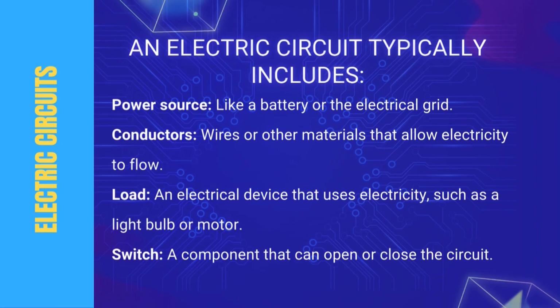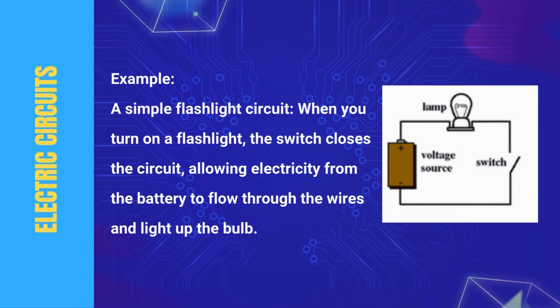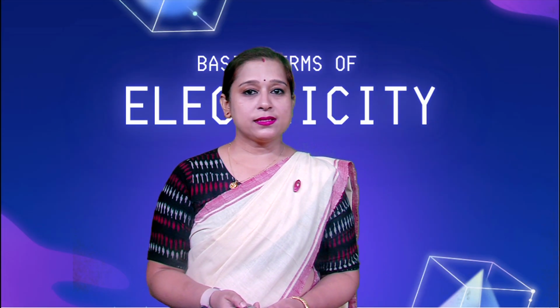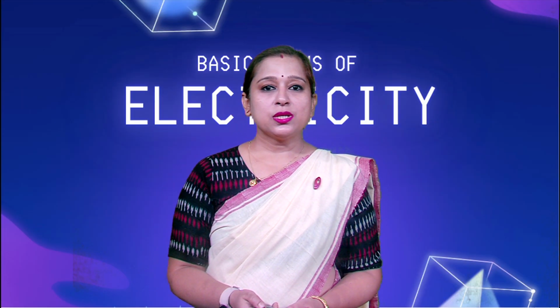It consists of a load, that is, an electrical device that uses electricity such as a light bulb or a motor. It also consists of a switch. Switch is a component that can open or close the circuit. For example, a simple flashlight circuit. When you turn on a flashlight, the switch closes the circuit, allowing the electricity from the battery to flow through the wires and light up the bulb. So, in a circuit, electrons move through the conductors when a potential difference is applied. This movement of electrons is the electric current.